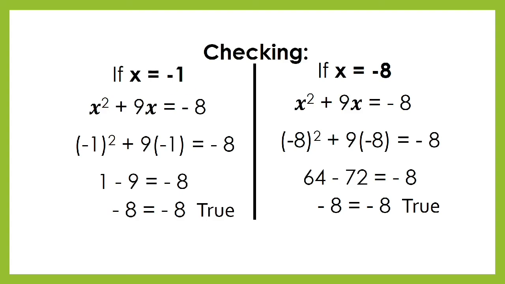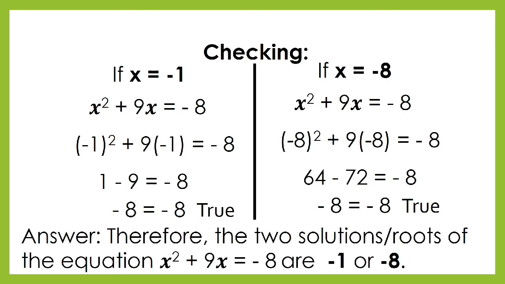Negative 1 and negative 8 satisfy the original equation. Therefore, the two solutions or roots of the equation x squared plus 9x equals negative 8 are negative 1 or negative 8.